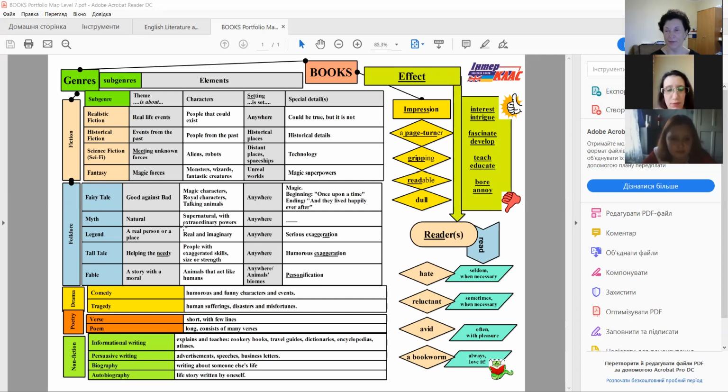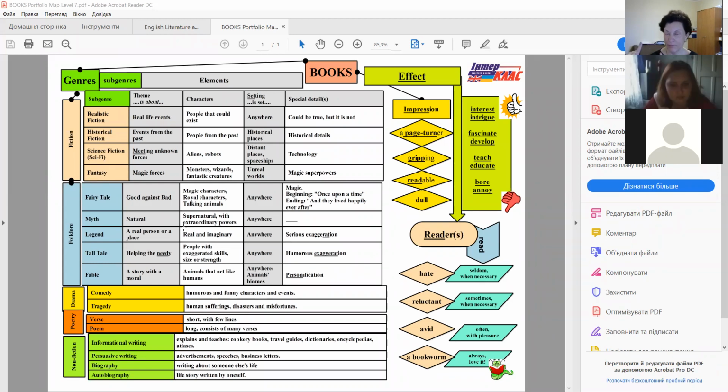Cinderella, or Zolushka, is the most well-known fairy tale. What do we have in Cinderella? We have all the elements. We have magic characters: the fairy. Then we have royal characters, the queen and the prince. We have talking animals, mice talk to Cinderella, and everyone talks to Cinderella. We don't know the place, it's somewhere. And usually there will be the beginning, once upon a time, and they will live happily ever after.